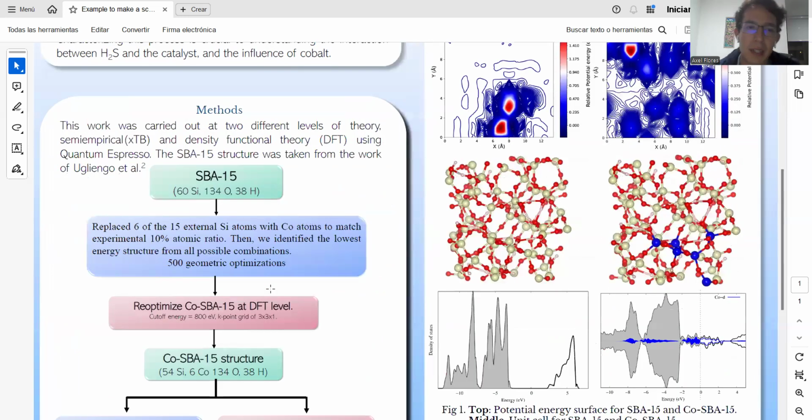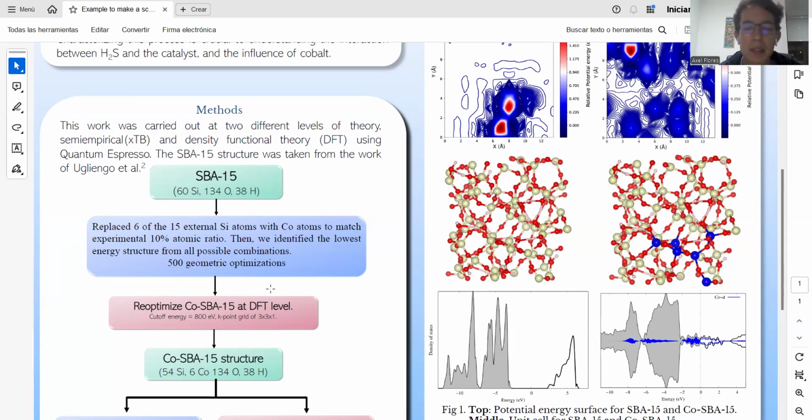First of all, we took the pristine SBA structure from a previous work, and this is quite a big structure. It has more than 200 atoms, and this is because of its amorphous nature. So we need a lot of atoms to be able to describe this amorphous nature. Now we are going to dope it, and we have to match the experimental 10% atomic ratio. So for that, we are going to take the 15 most external atoms, and we are going to replace 6 of them with cobalt.